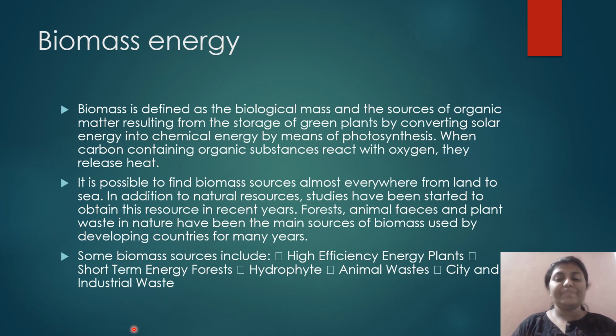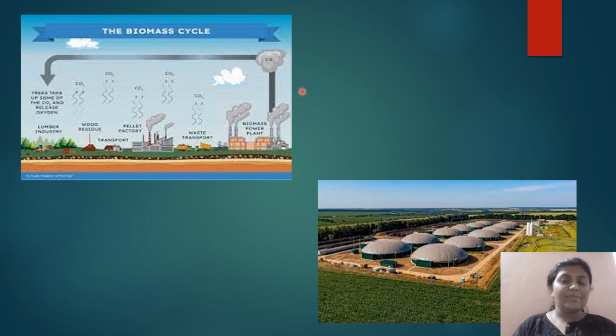Forest, animal, fish, and plant waste in nature have been the main source of biomass used by developing countries for many years. Some biomass sources include high efficiency energy plants, short-term energy forests, hydrophytes, animal waste, and city and industry waste. This is the biomass cycle.